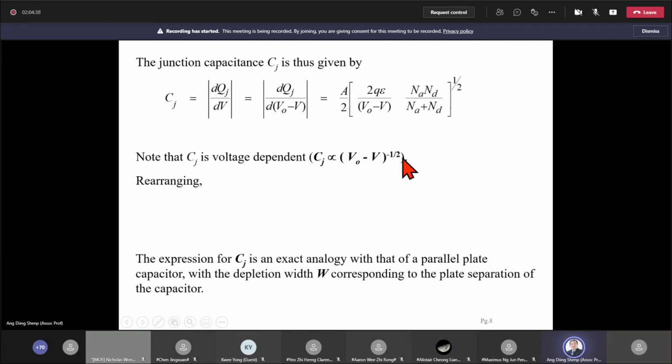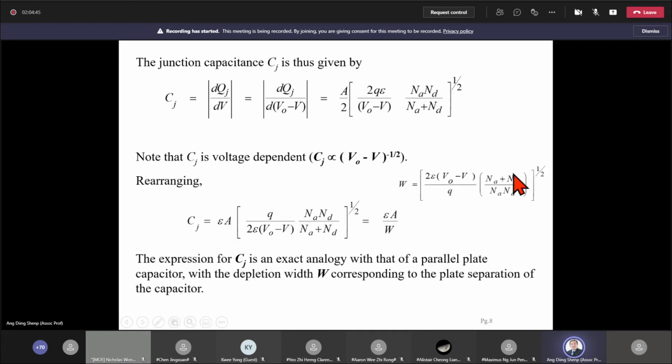Now, moving further, we can rearrange some of the terms here. How do I do that? Remember W is given by this expression. There are certain terms that are similar between this expression for Cj and the W term shown here. After some manipulation, we can show that Cj can be expressed equivalently as epsilon A over W. To do that, divide this Cj expression by W and multiply it by W in the numerator, and you will be able to cancel out some terms. You can try that algebraically by yourself.